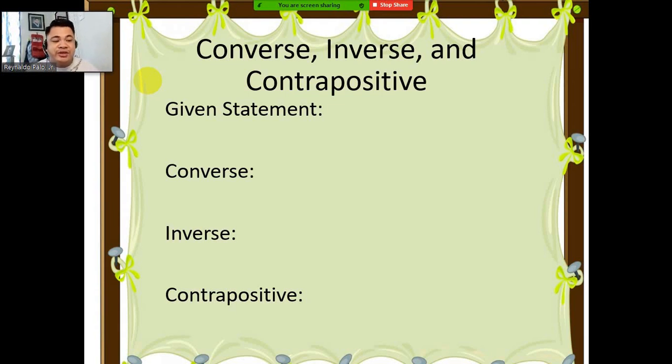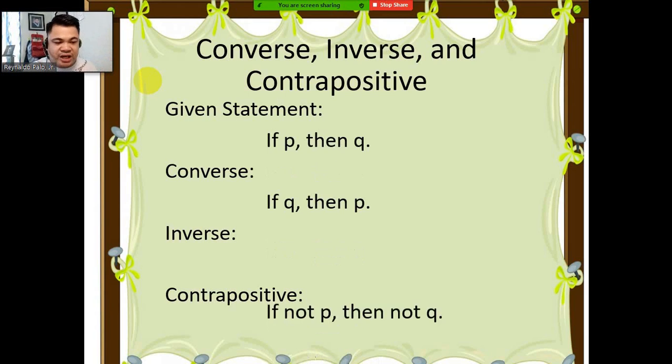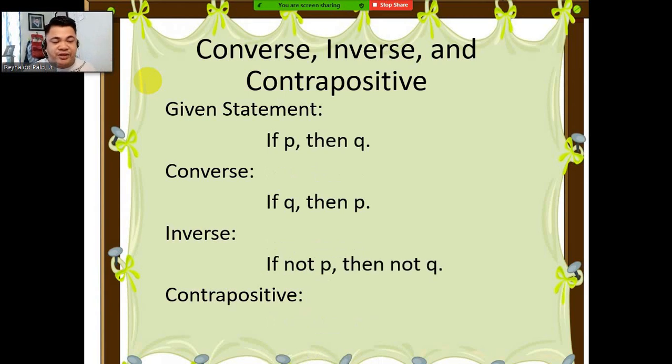Okay? Next, this will serve as your guide whenever you convert statements: converse, inverse, and contrapositive. Given the conditional statement, if P then Q, the converse will be if Q then P. You will just interchange. And then the inverse is if not P then not Q. Just negate both the hypothesis and conclusion of the conditional statement. Therefore, the contrapositive is if not Q then not P. You will do both interchanging and negating. Alright?